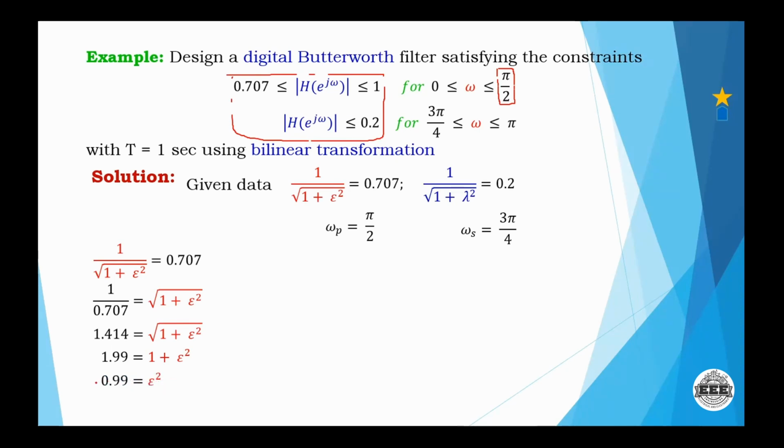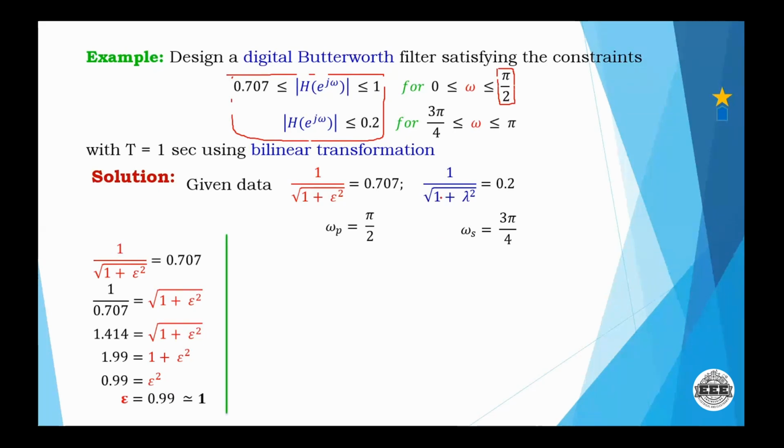Now I take the root on both sides. So I get epsilon equal to 0.99. This is an approximate value, so I round it to 1. I assume that the epsilon value is equal to 1. So from the given data, we have determined the epsilon value.